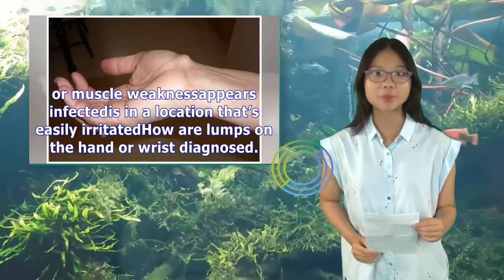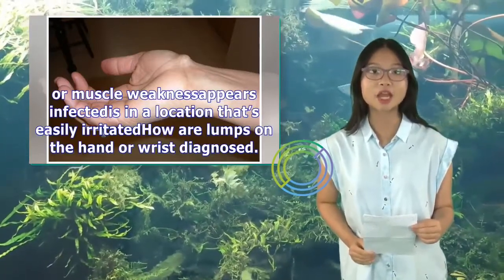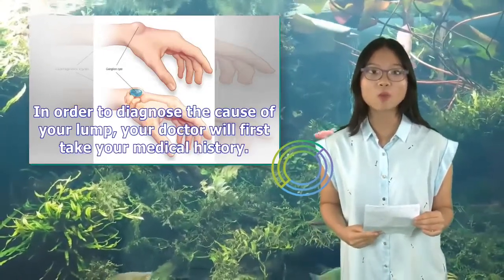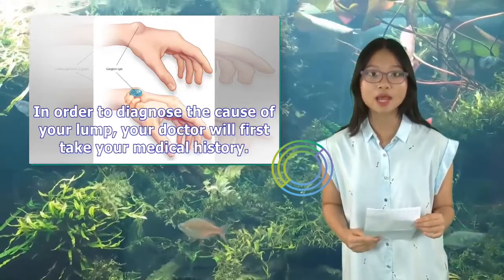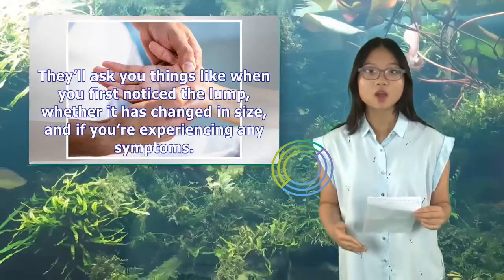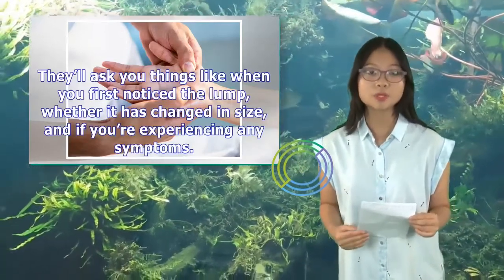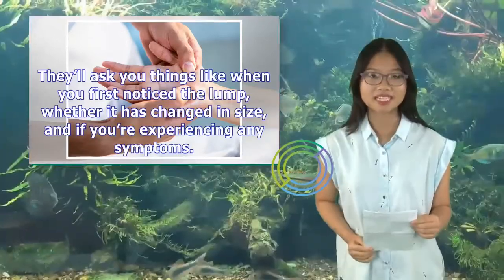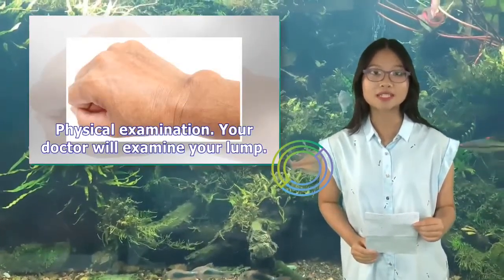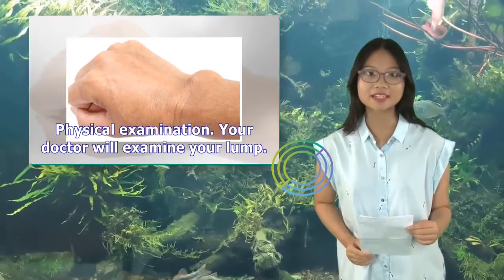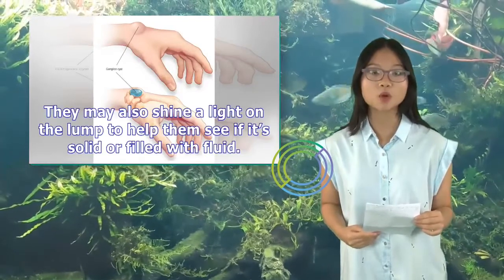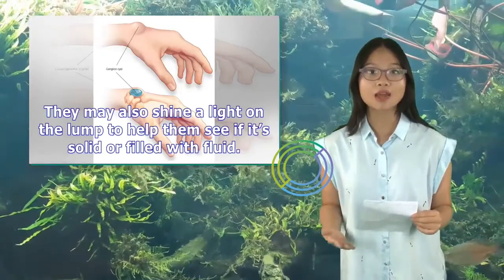How are lumps on the hand or wrist diagnosed? In order to diagnose the cause of your lump, your doctor will first take your medical history. They'll ask you things like when you first noticed the lump, whether it has changed in size, and if you're experiencing any symptoms. Physical examination. Your doctor will examine your lump. They may press on the lump to check for pain or tenderness. They may also shine a light on the lump to help them see if it's solid or filled with fluid.